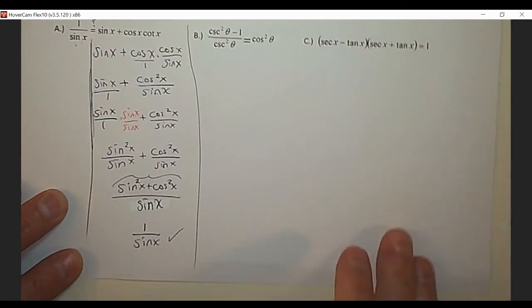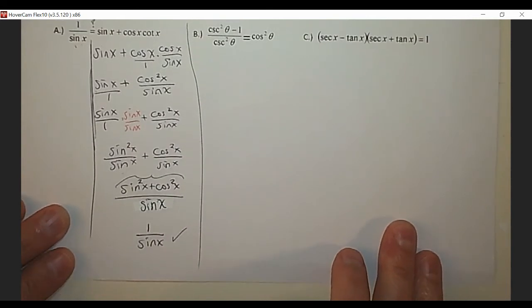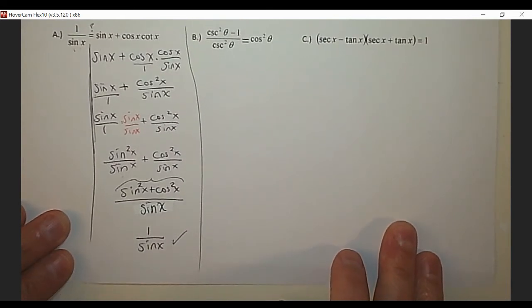But that's the way that I'm going to show here. If you did a different way and would like me to see it, or want me to check it over to make sure everything was allowed, let me know. I'd be happy to take a look at it.